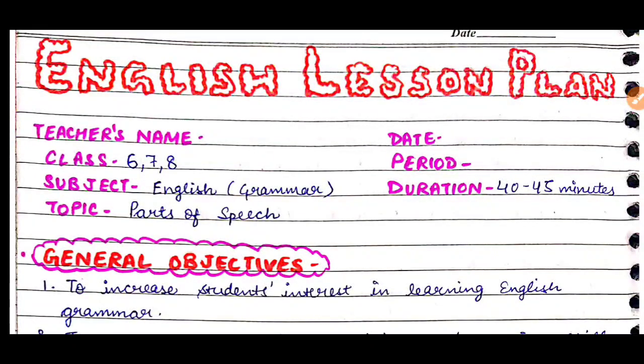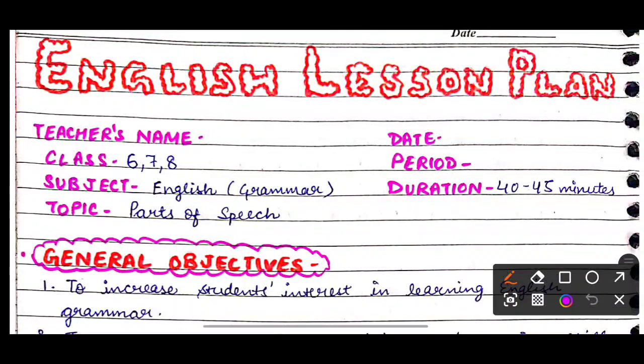After that, the first heading that comes in a lesson plan is general objectives. As you already know, general objectives are related to the subject, and not the topic. So these are related to the subject that we are going to teach, that is English grammar. What are our objectives as a teacher to teach this subject? Why are we teaching English grammar? That is what we need to write here in this heading.